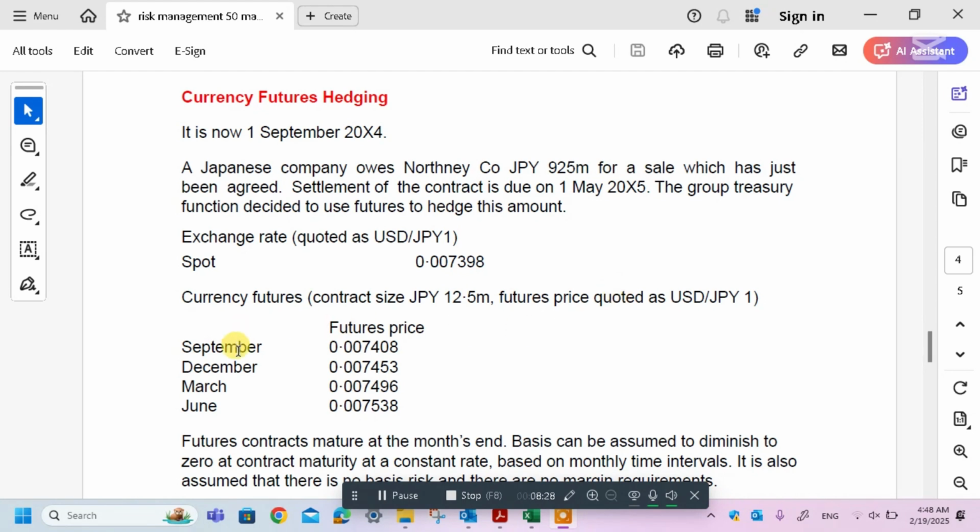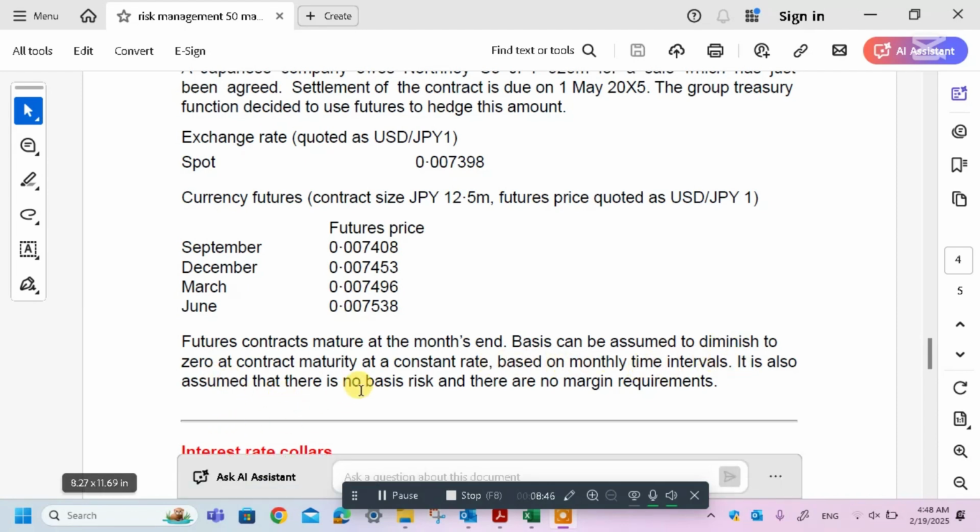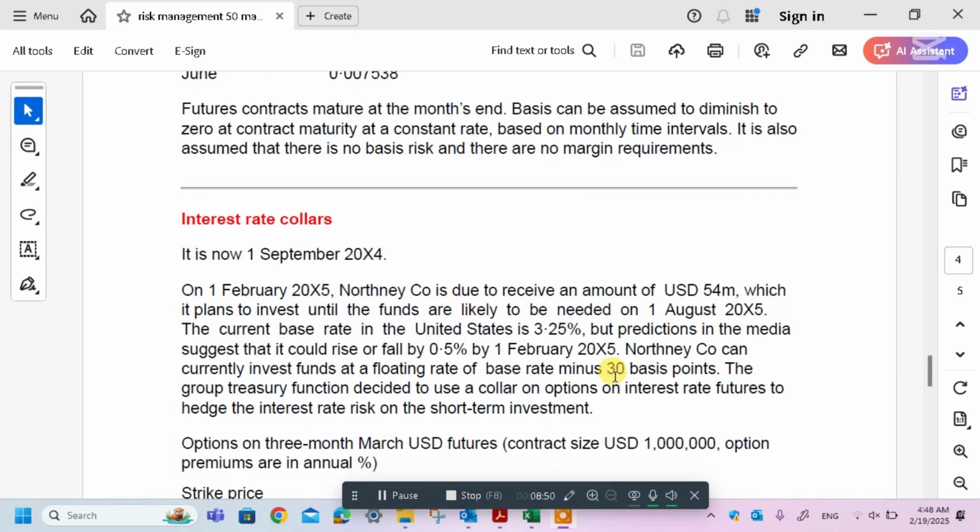Currency futures, 4 different futures are given. Futures contracts mature at the month's end. Basis can be assumed to diminish to zero at contract maturity at a constant rate. That's the usual assumption based on monthly time intervals. It is also assumed that there is no basis risk and there are no margin requirements.